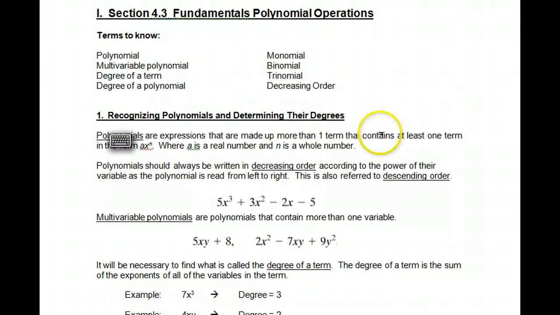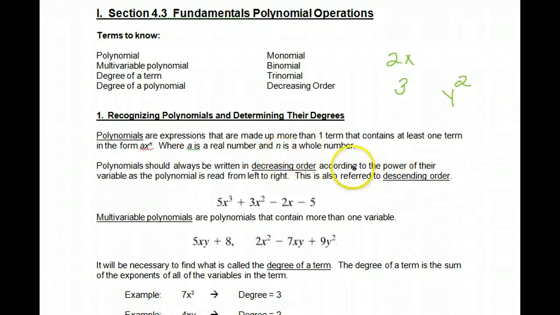Polynomials are expressions that are made up of more than one term. And remember, we've been dealing with terms throughout this entire course so far. A term can be something like 2x or the number 3, or just a plain variable such as y squared. The terms are the items that we string together with our plus and minus signs.